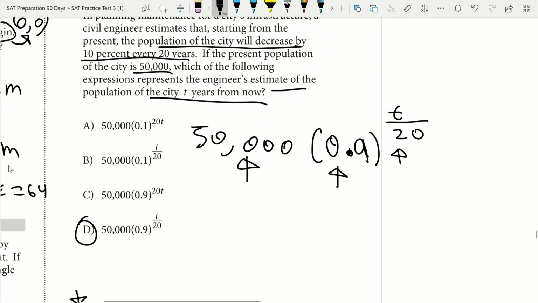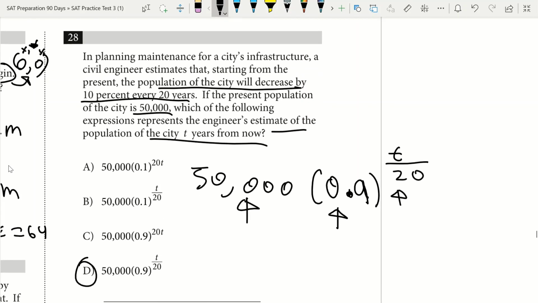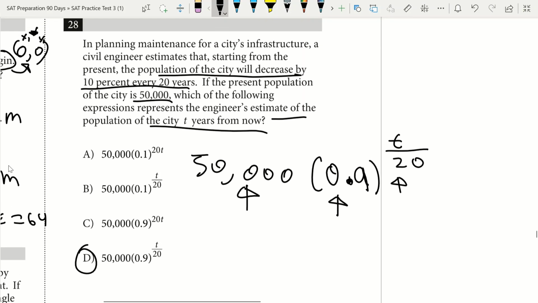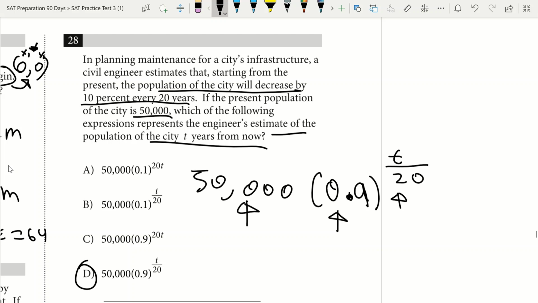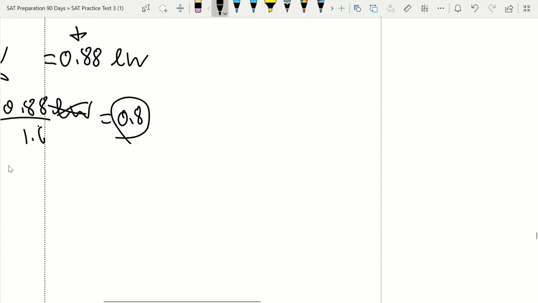So that one's really just understanding that exponential growth and decay equation. If you want to brush up on that, you can Google it, or you can go back and rewatch one of my videos from week 1 where I talk about the math equations list. Either of those are good choices.